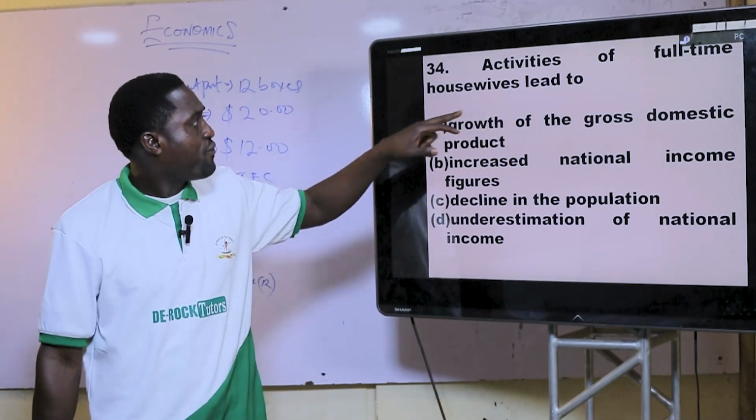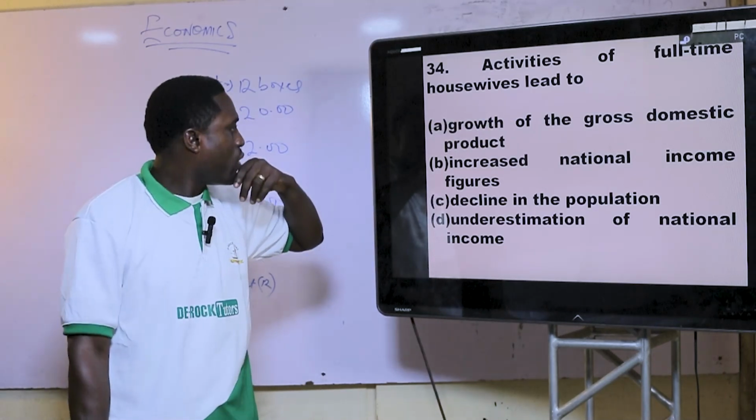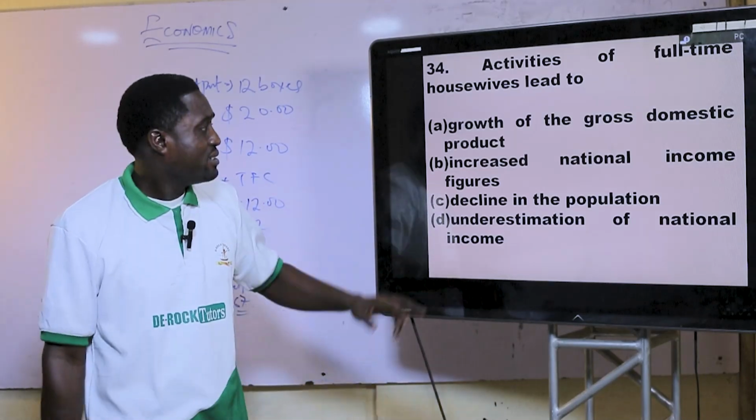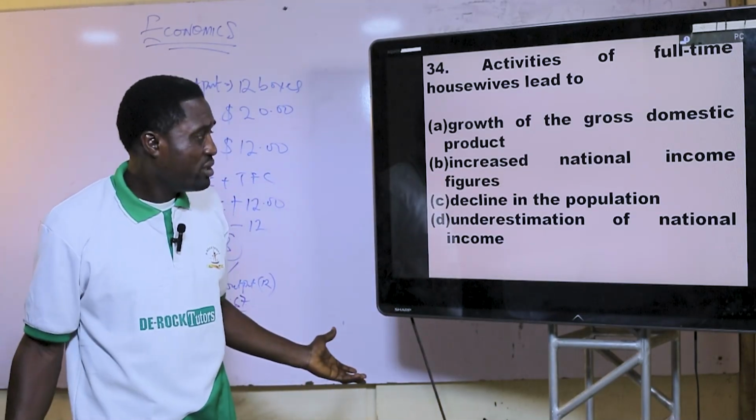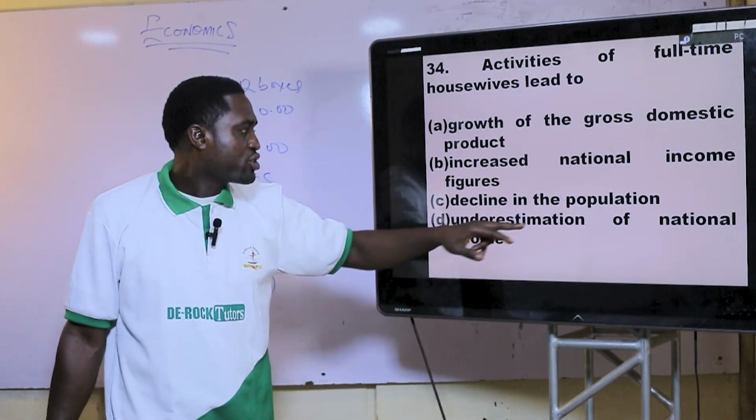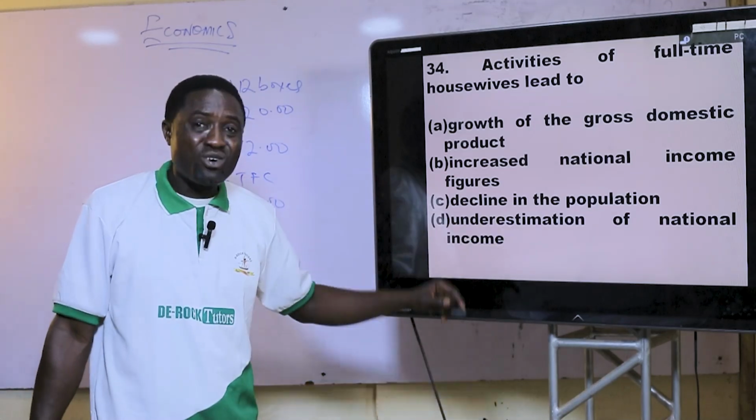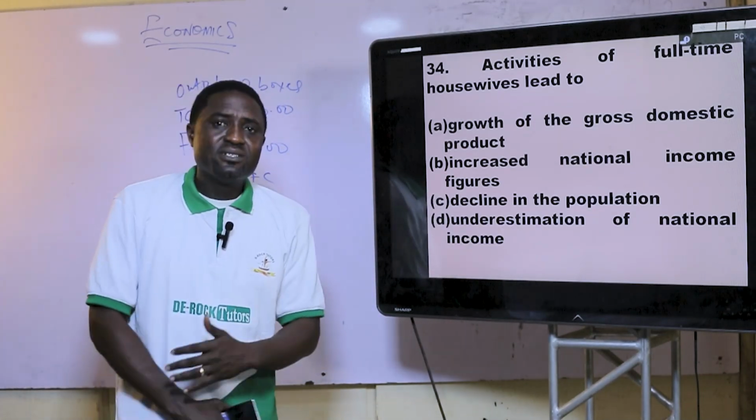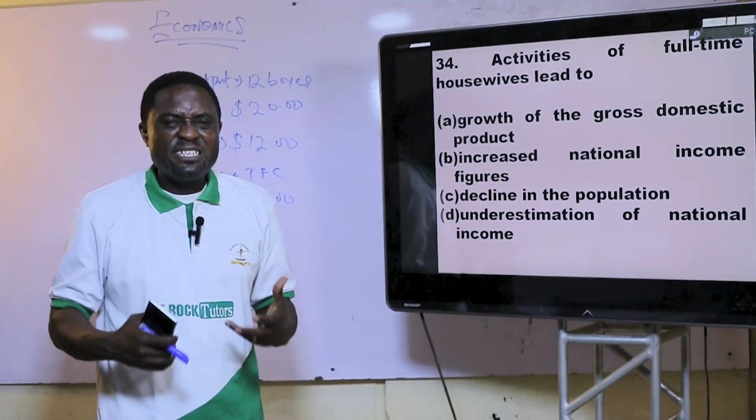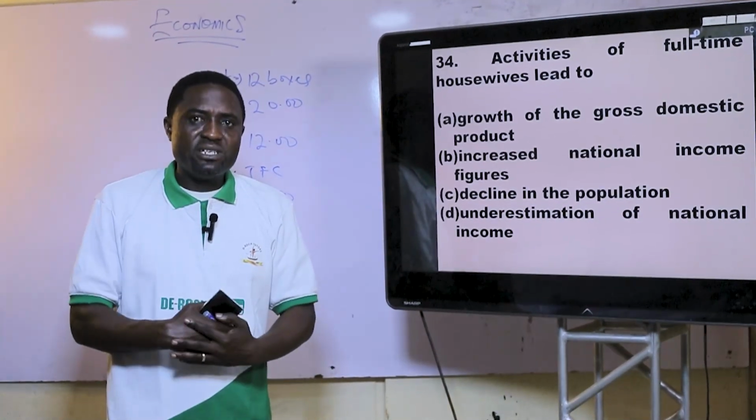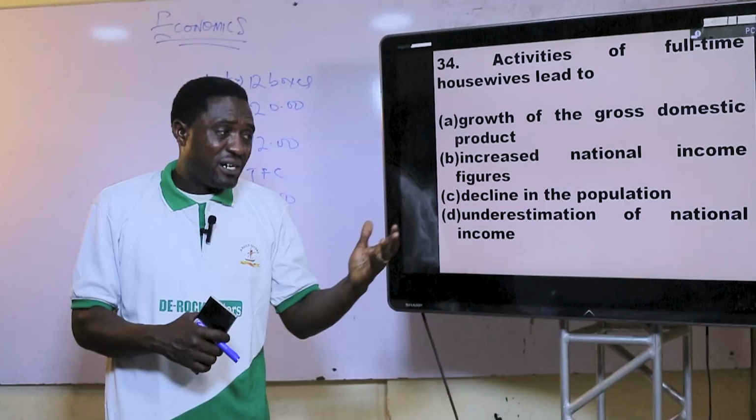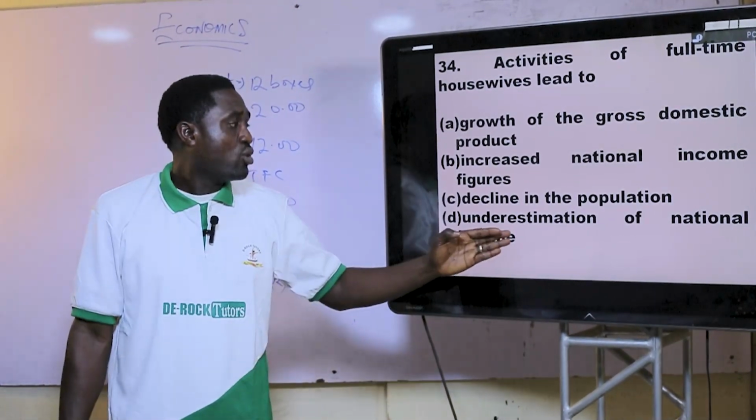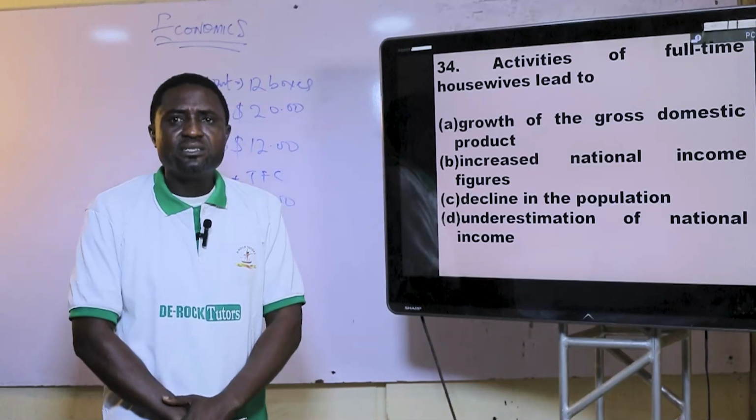So activities of full-time housewives lead to what? Growth of the GDP? No, because it can't be added. Increased national income figures? No, it can't be added. Decline in the population? No. It is underestimation of the national income, because full housewives, they are not participating productively to the national income. So if you decide to go and be adding their activities, it will lead to underestimation of national income.